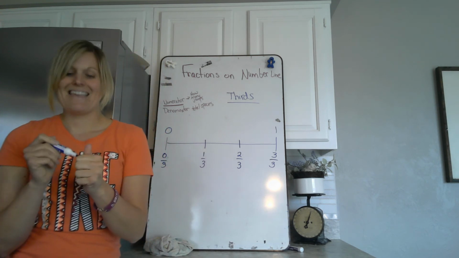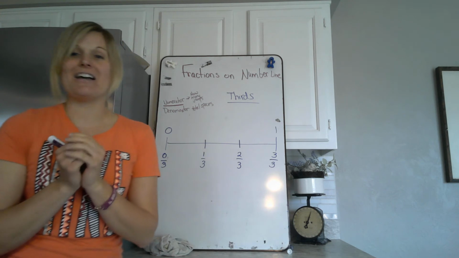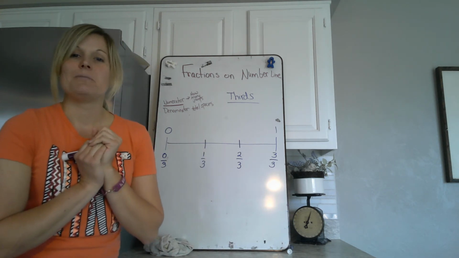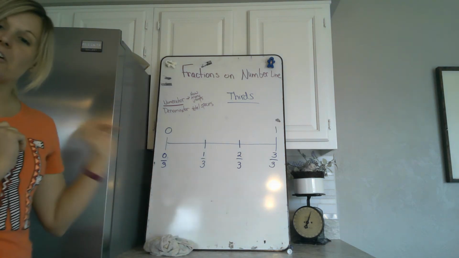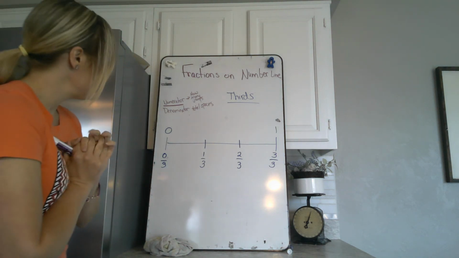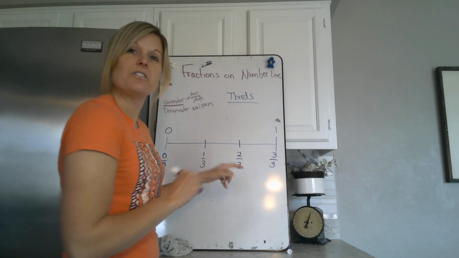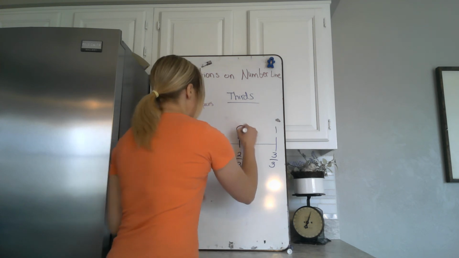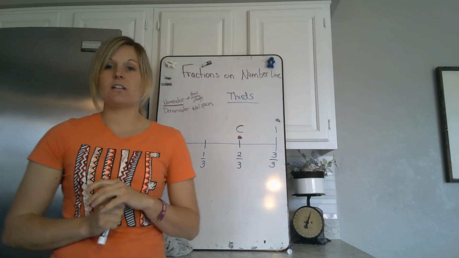Now, this is where I want you to go ahead and put a point, a dot, on 2 thirds. So I would look at my number line here. I've labeled all of it. It makes it really easy. And I would say, okay, where is 2 thirds? Well, 0 thirds, 1 third. Oh, here's 2 thirds. So I'm going to put the dot, and I'm going to label it point C. Okay? That is how we do fractions on a number line.